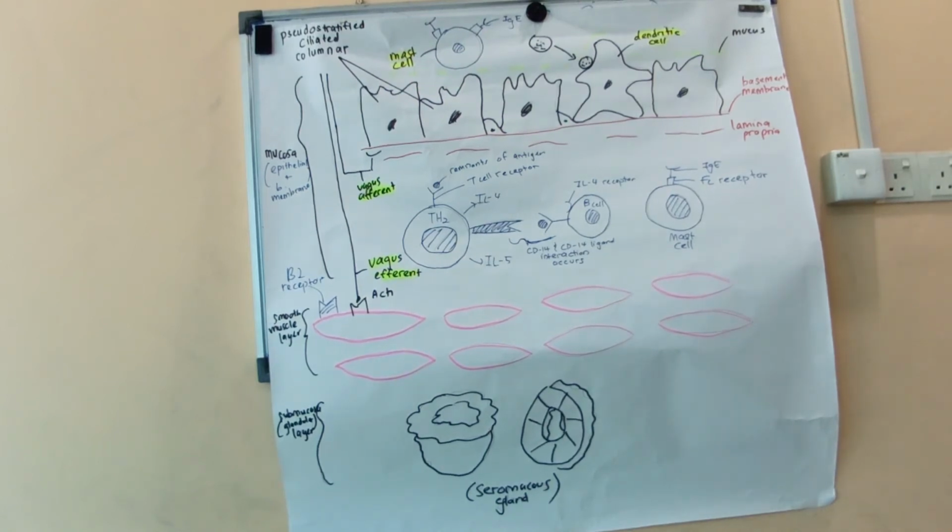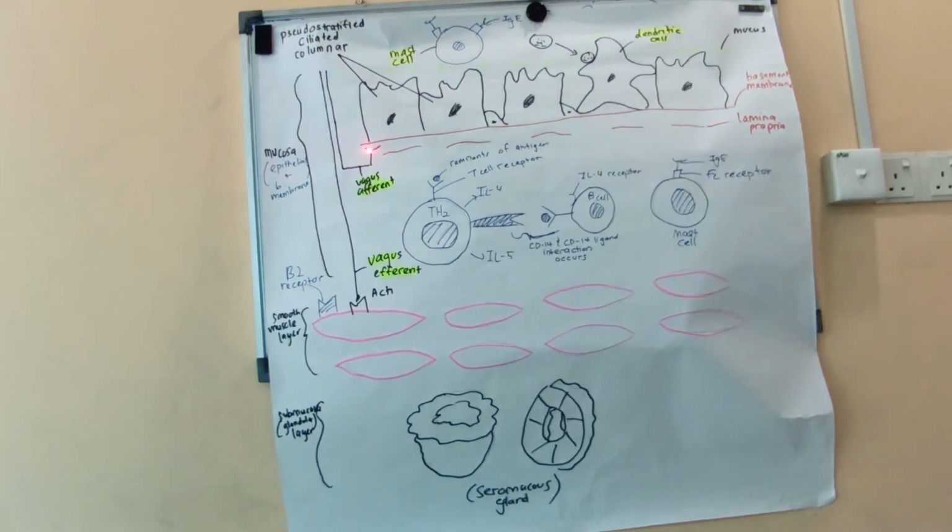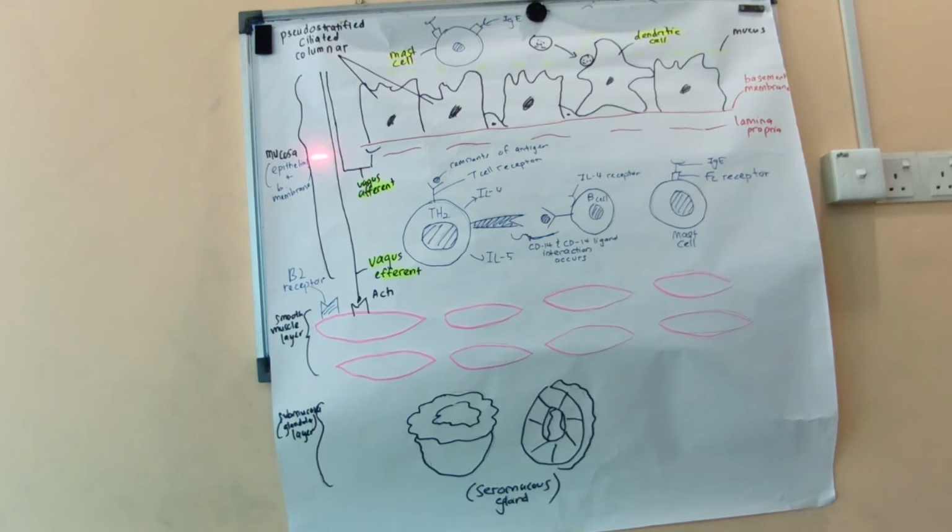Okay, so now let me explain this diagram first. Here you can see this mast cell outside the epithelium, and this is the mucus. This is the pollen, I forgot to label that. And this pollen is being taken up by the dendritic cell. Later I'll be explaining about this. And this is the basement membrane, lamina propria. This is the vagus efferent, which is in the subepithelial location.